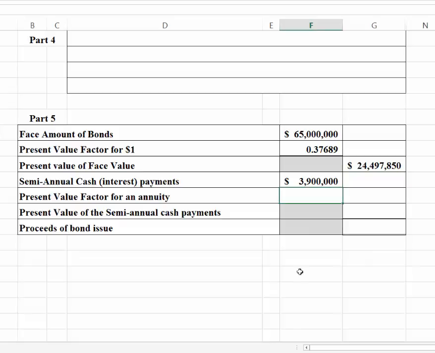But remember, we also have to find the present value of the cash payments before we are finished. In this instance, because this is a series of payments that are the same, this is an annuity, so we would go to the present value of an annuity table. We would go to the 5% column, go down 20 periods, and we would arrive at a present value factor of 12.46221. To find the present value of the cash payments, we would multiply the $3.9 million times the 12.46221. Rounding to the nearest dollar would give us a total of $48,602,619.